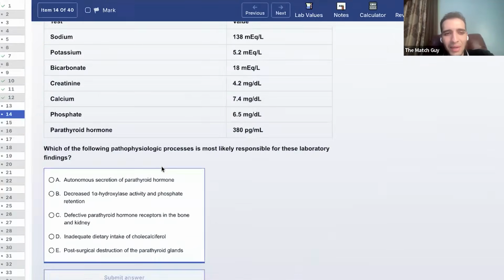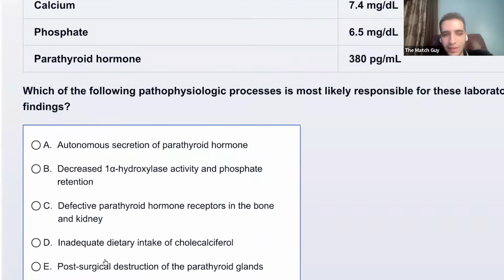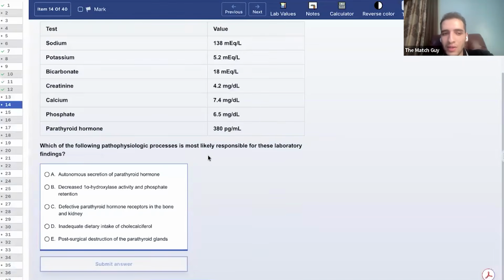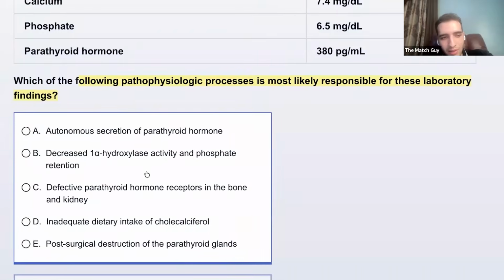So what do I do? It's a big question. I already know it's endocrinology because I took a peek at the answer choices. Here there is no last line that is a pathophysiology process. The last line is actually the lab values. So here I just take a peek.